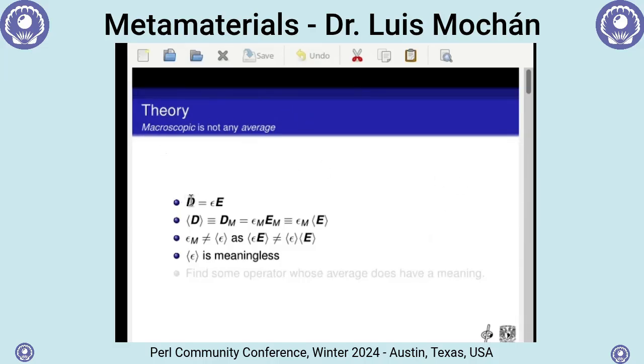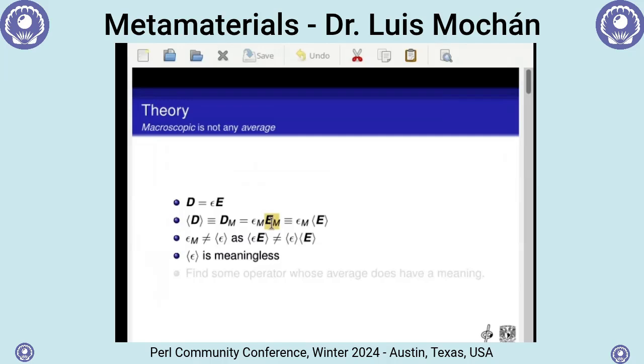So the electric properties of a material are described by the dielectric function, which is defined here. The displacement field is given by the electric response multiplied by the electric field. So what we want is the macroscopic response. We want to get the macroscopic displacement field, which is some kind of average of the microscopic displacement field, and we want to write that as a macroscopic permittivity multiplied by the macroscopic electric field.